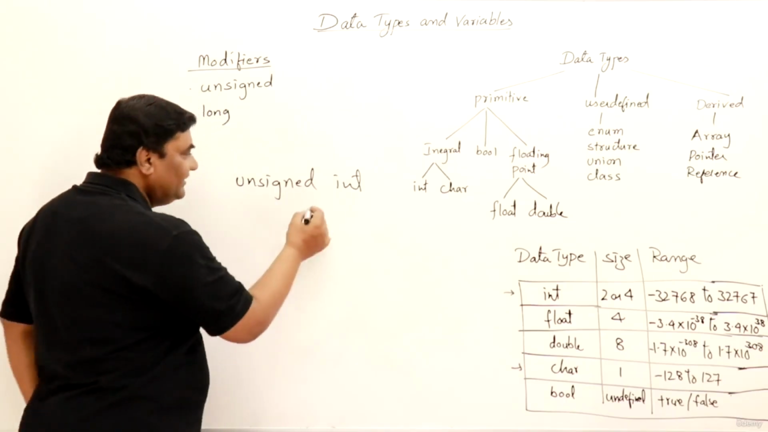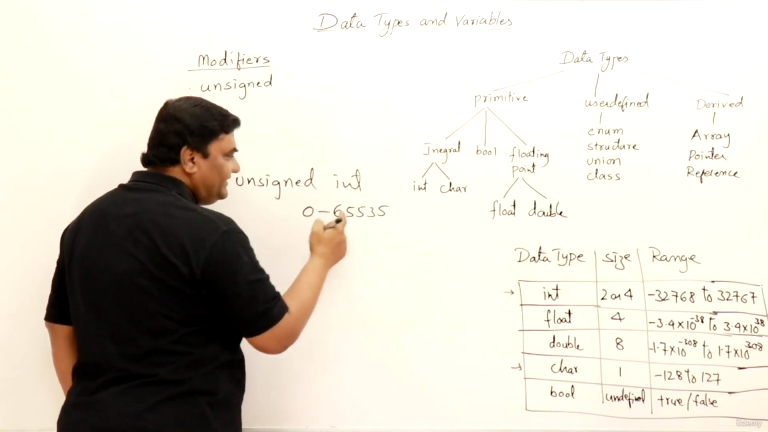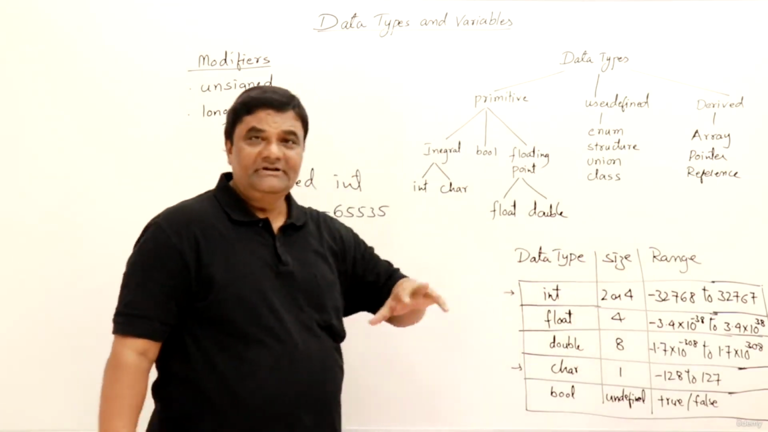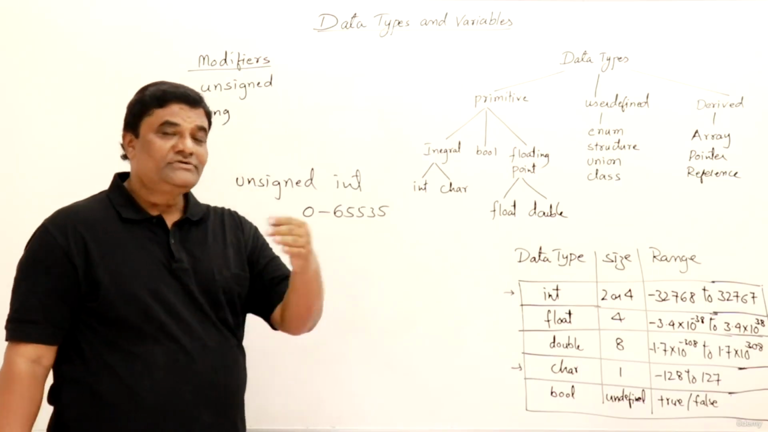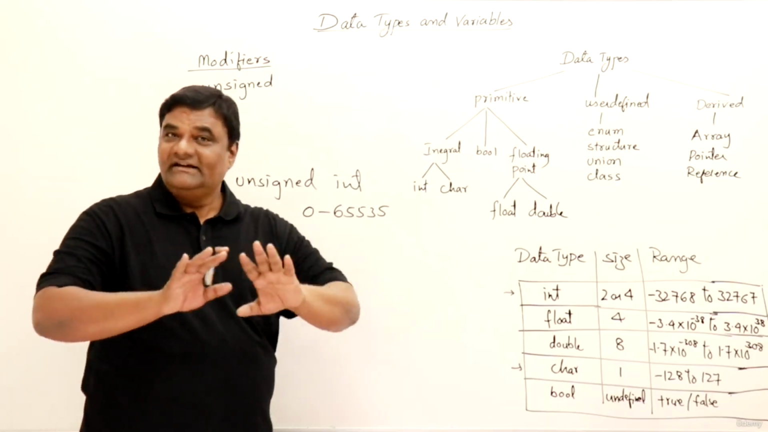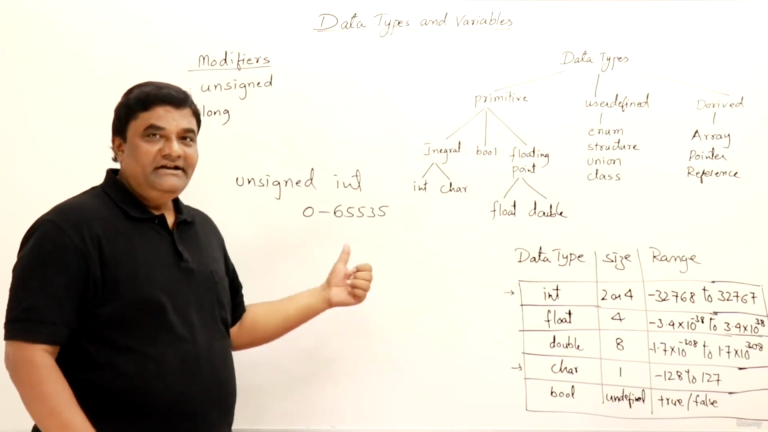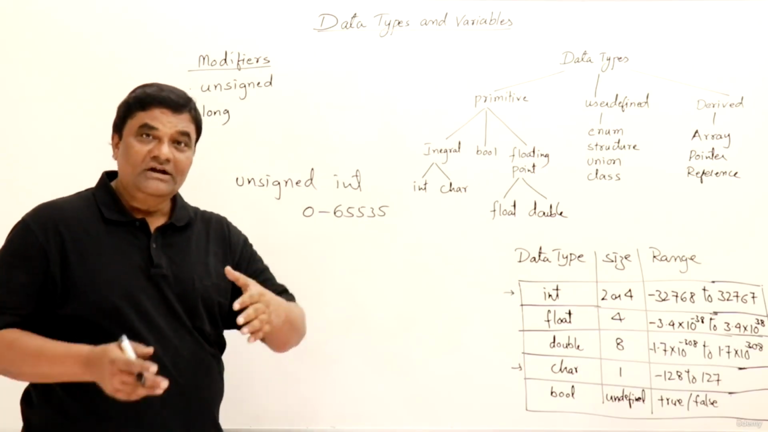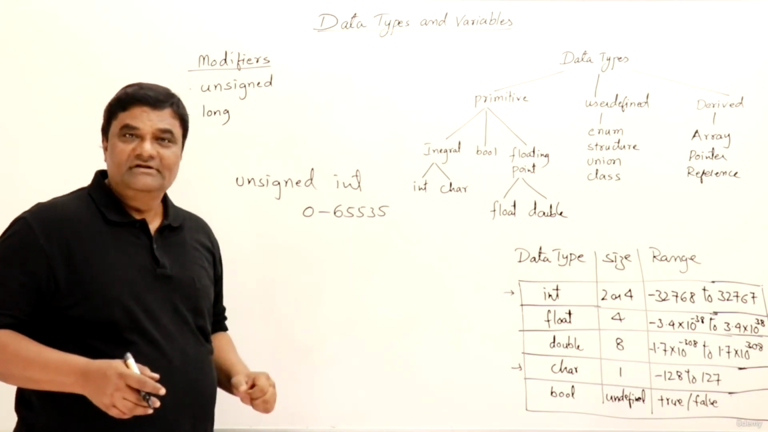So what is the range? 0 to 65535. This will be the range. Double this one, 32,000, you double it, it is 65,000. So 65535 is the range. 0 to 65535 means a sign bit is not there. All 16 bits are used for storing a number. The integer becomes unsigned. So if you don't have any negative numbers and you want a bigger range, a larger value, then you can go for this.